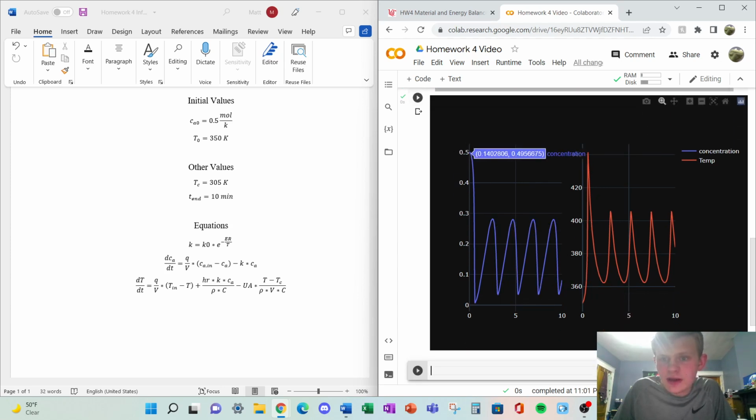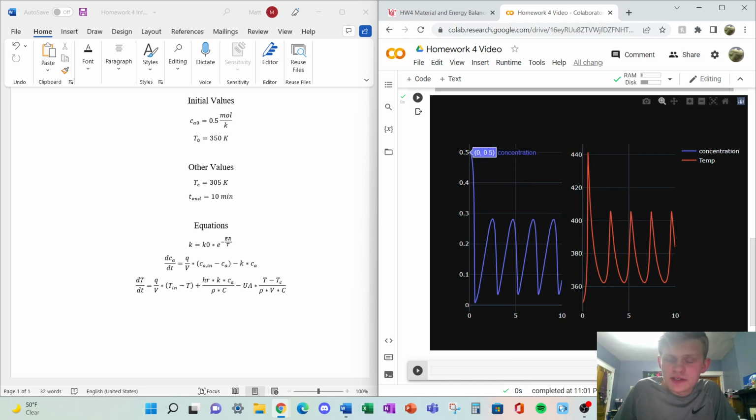So as you see, we start with a higher concentration and it goes down, and then it repeats over and over again. It reaches sort of an equilibrium with our temperature, which this temperature plot shows flies up very, very quickly and then goes back down as our concentration increases again, and then it repeats the process. And the relationship between these two graphs is that they're almost the inverse of each other.